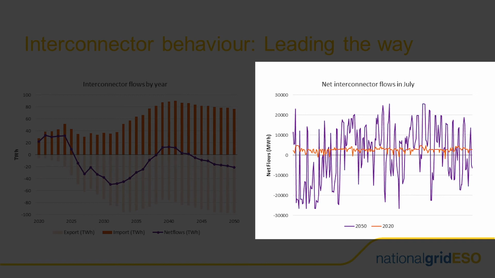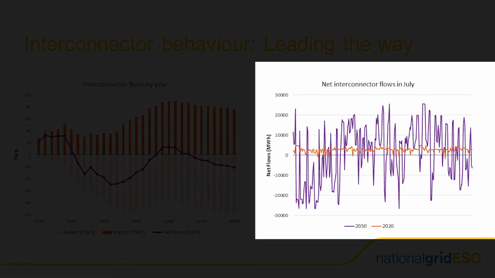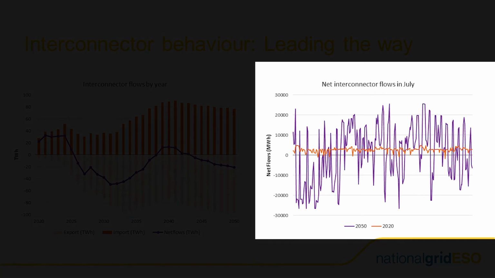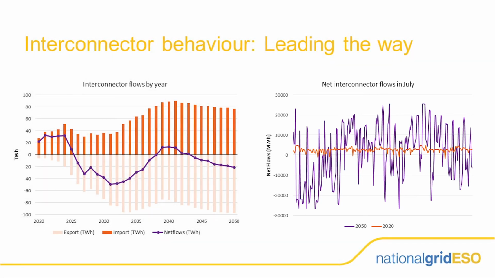Indeed, in 2020, the interconnectors changed direction from import to export, or vice versa, 24 times during that month of July. By 2050, that has increased threefold to 74 times. It's also more balanced between import and export. In 2020, Great Britain exports for just 2% of the month, whilst in 2050, it is 58%. This reflects the changing use of the interconnectors to balance renewable output across each market.